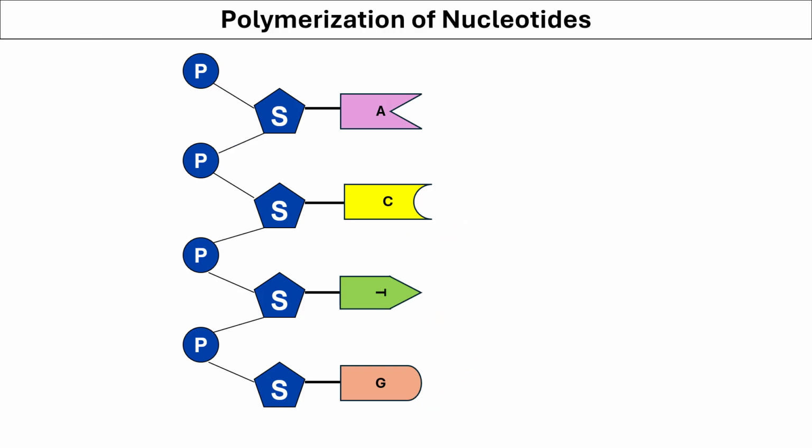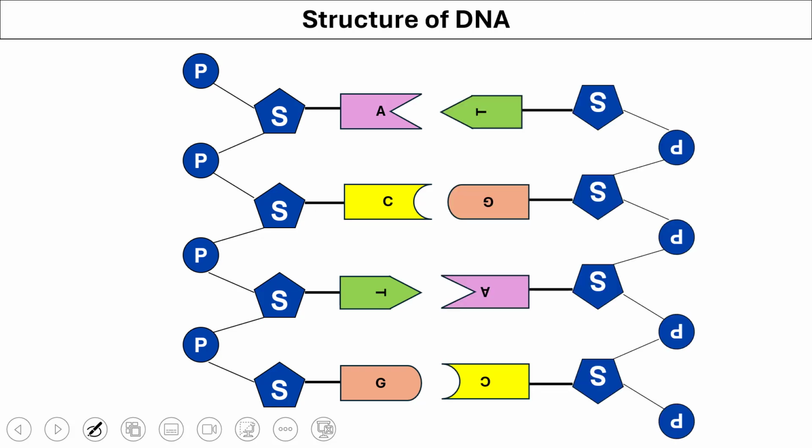Polymerization of these nucleotides leads to the formation of RNA or DNA. The main difference between RNA and DNA is that in DNA you have thymine, while uracil is present in RNA. Further, DNA is a double-stranded structure and RNA is a single-stranded structure.